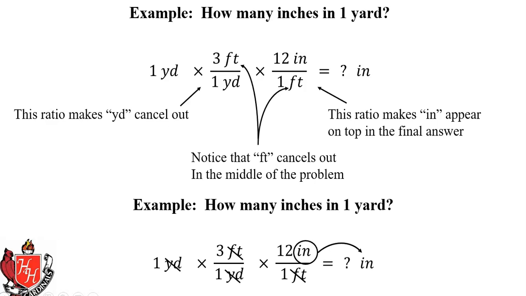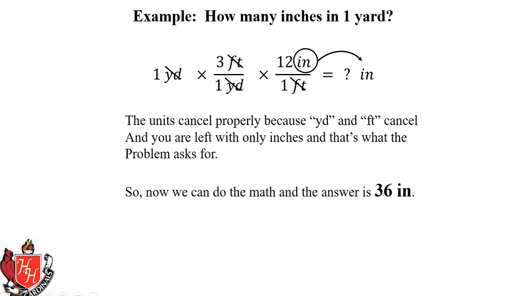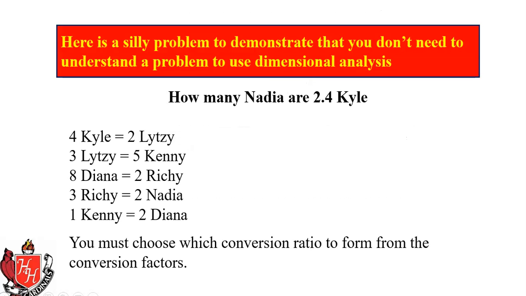So the way you do this is you say 1 times 3 times 12 divided by whatever's on the bottom, which is just 1. So 1 divided by 1 divided by 1. But 1 times 3 times 12 equals 36. And so the unit cancels properly because yards and feet cancel, and you're left with only inches, and that's what the problem asks for. So now you can do math, and the answer is 36 inches.